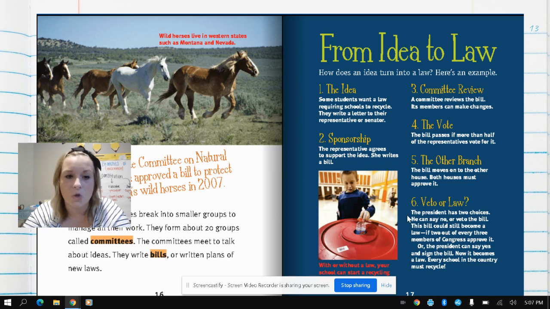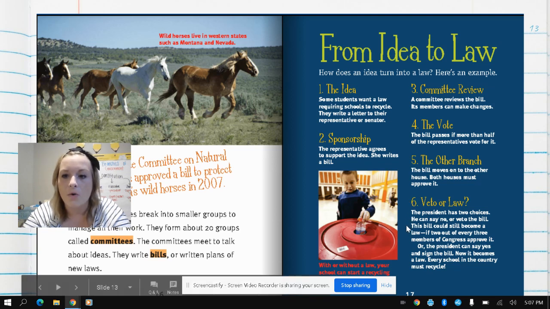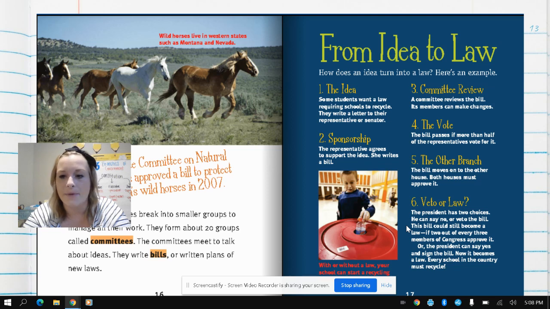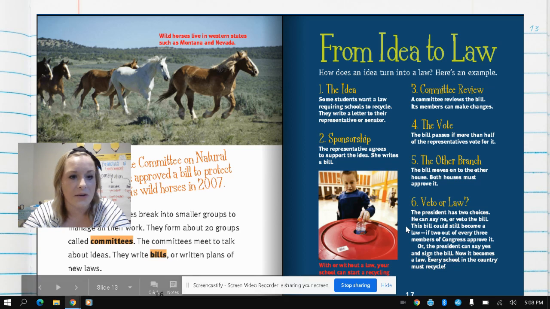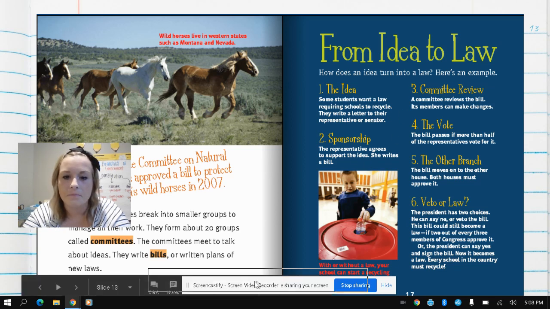The president has two choices. He can say no or veto the bill. This bill could still become a law if two out of three members of Congress approve it. Or the president can say yes and sign the bill. Now it becomes a law. Every school in the country must recycle. So that's how that works in that format.